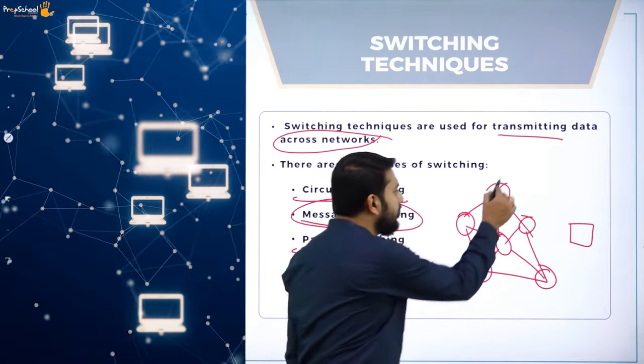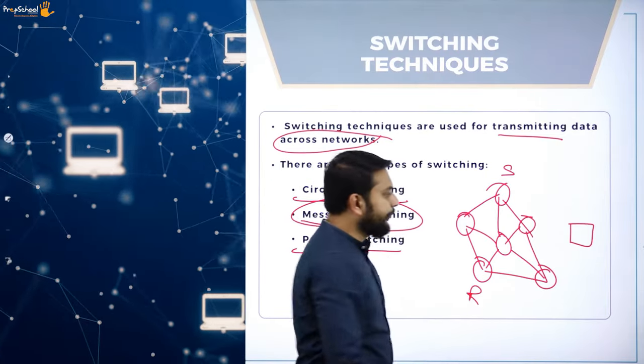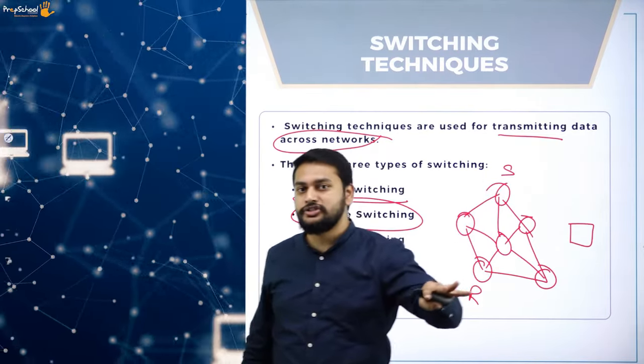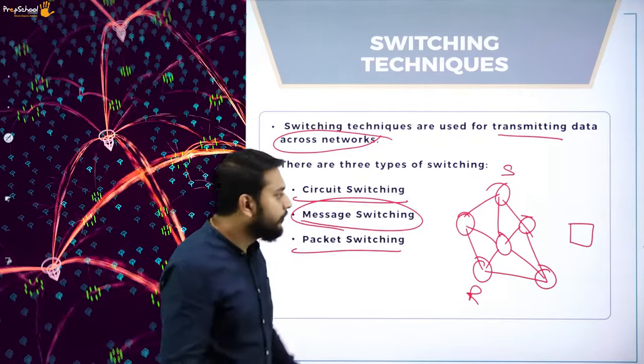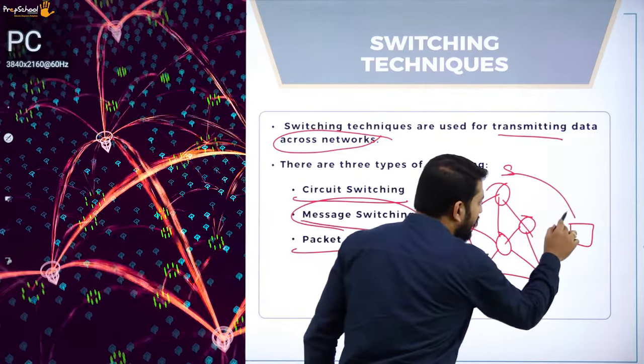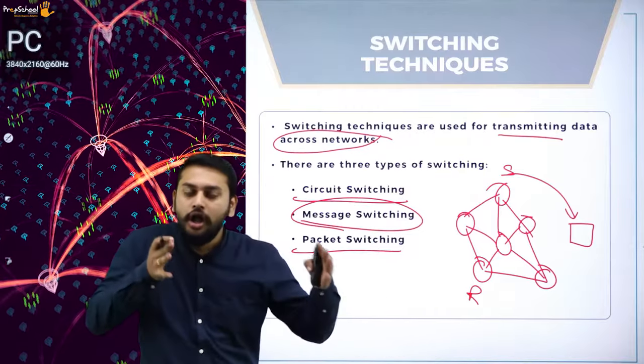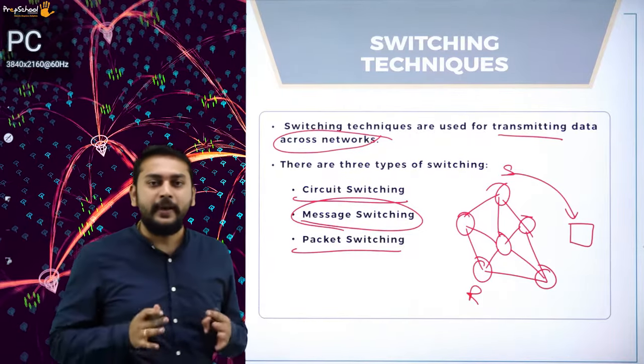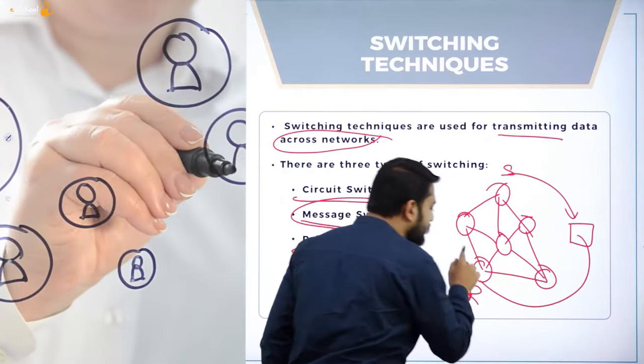This is the sender and this is the receiver. Suppose the sender is sending the package. What will happen? All the packages will come to the switching office first. It will store all the packages. Once it receives the package, then it will forward it to the receiver.